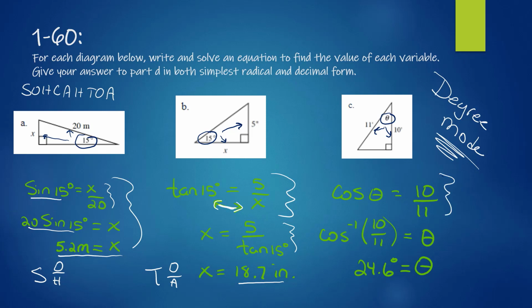The only thing that's different here is because we're looking for an angle measure, we need to use the inverse trig functions. So we need to hit second cosine on the calculator if you're using a Texas Instrument, because then that will give you the cosine -1, this inverse information. Then you just put in 10 over 11 in the parentheses. That gives you the angle measure. Again, it has to be in degree mode, but this is cosine, and cosine is adjacent over hypotenuse.